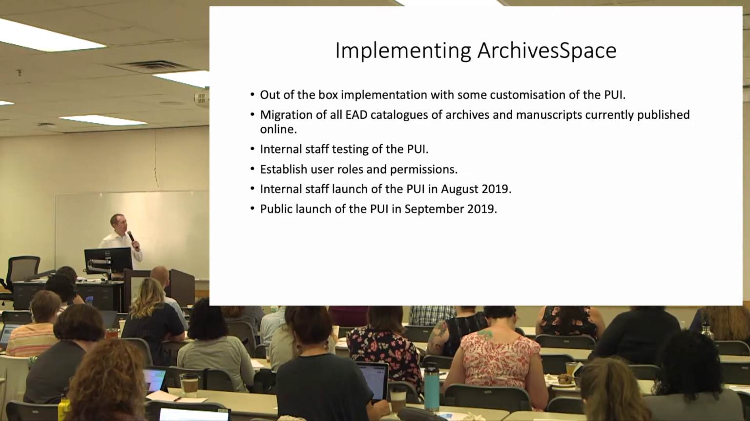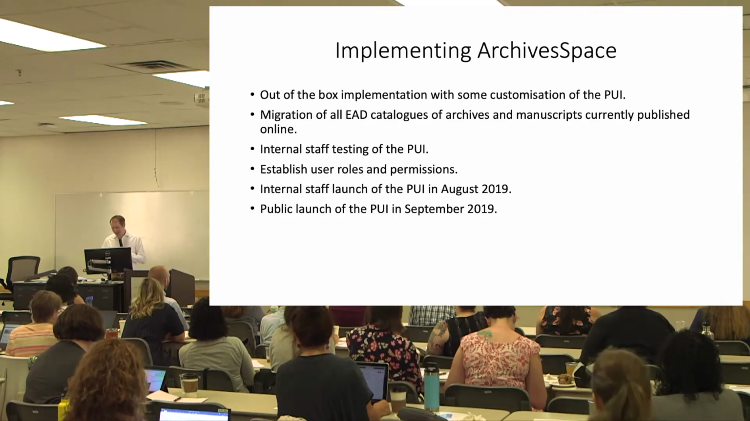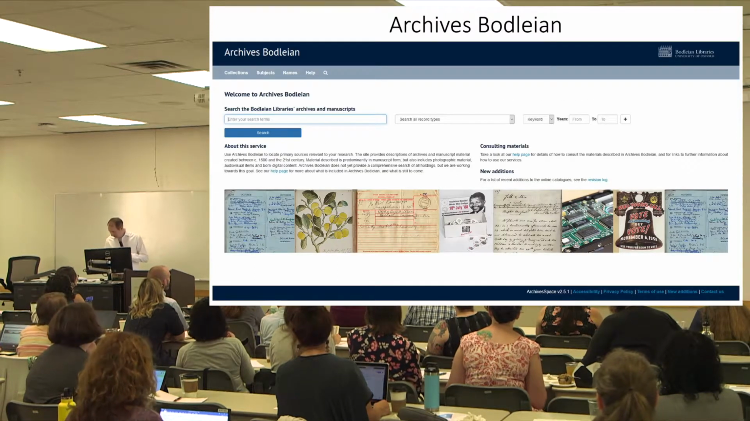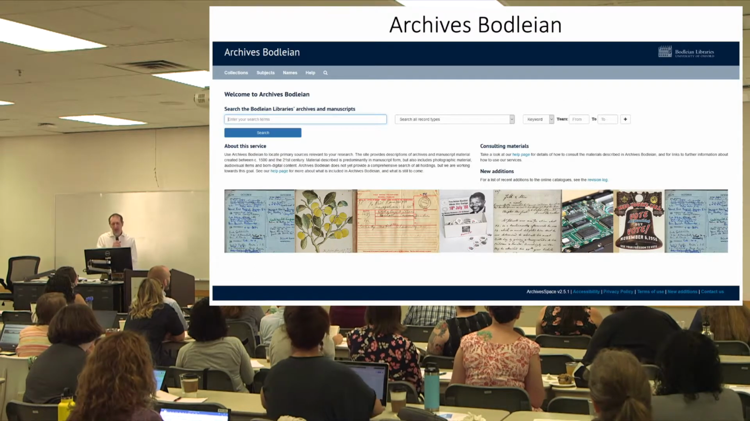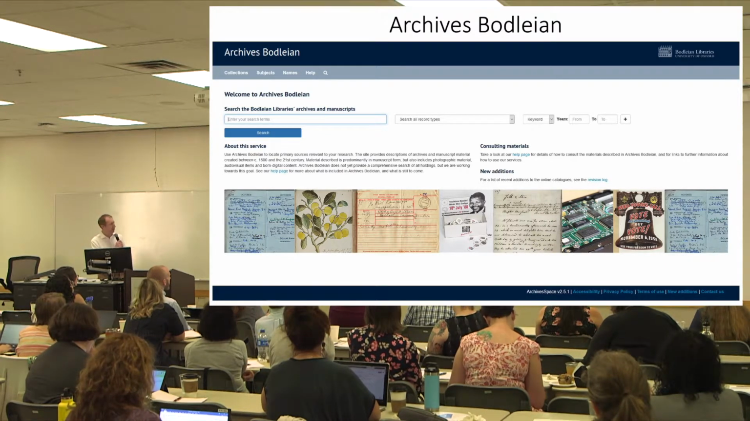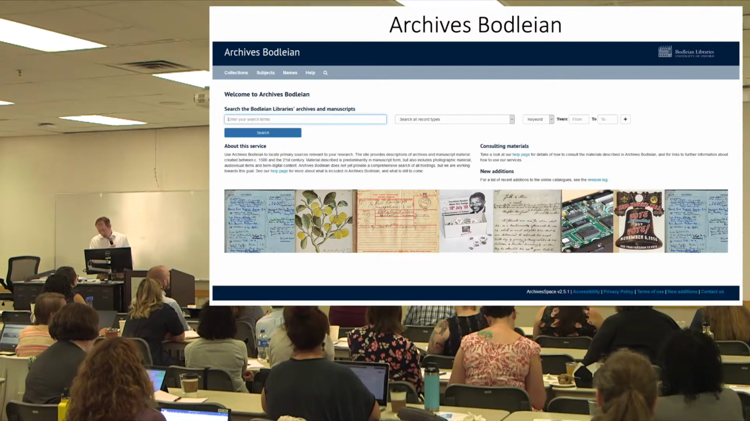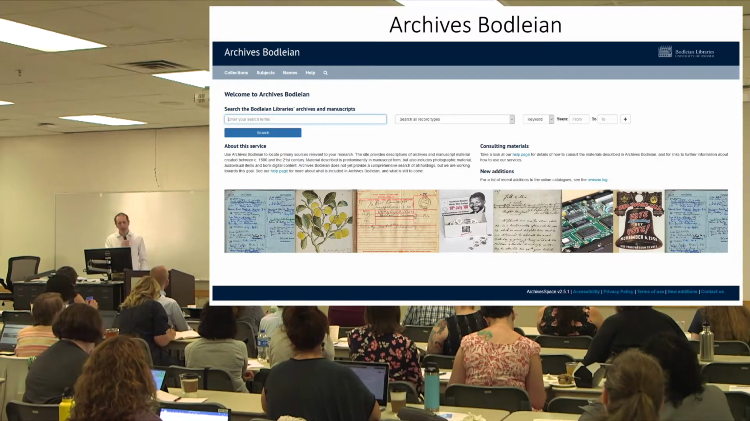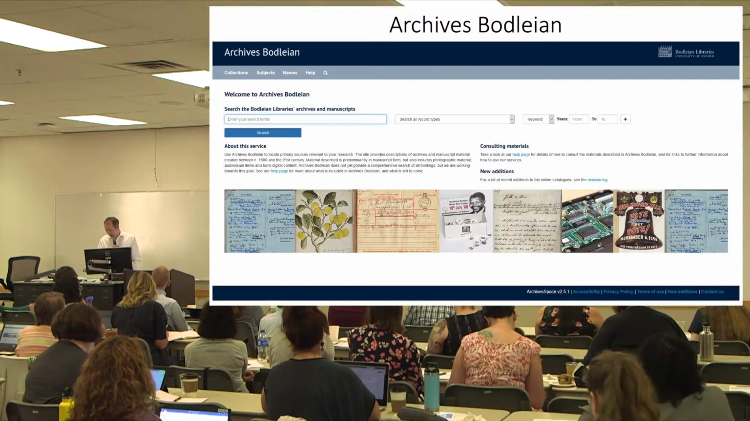And I'm going to give you the world premiere of our new PUI right now. It's not been seen outside the library. So we're going to brand the service Archives Bodleian. And we've made some cosmetic changes, as you can see, to the homepage. And we're currently using version 2.5.1. We'll probably think about upgrades after the public launch in terms of what we want to do next.